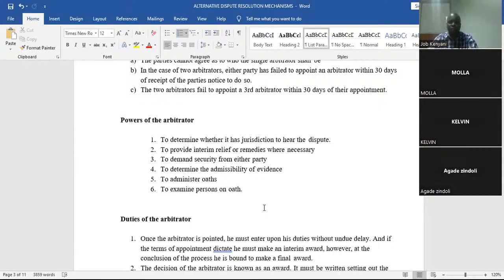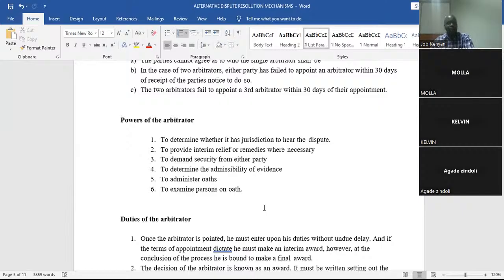Another power is to provide interim relief or remedies where necessary. Interim relief is maybe solutions that can be agreed upon by the parties before they resolve the matter fully. So maybe they could agree that the company can open its operations for the next 3 or 4 months as they sit down to resolve this particular matter. That is an interim relief to the dispute.